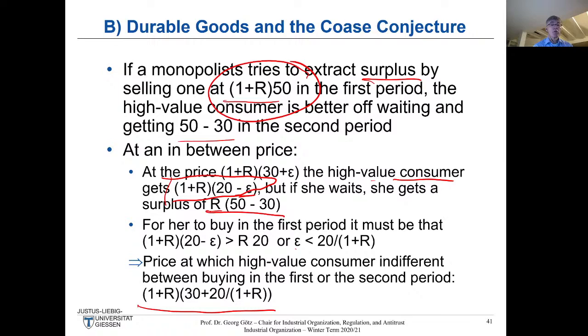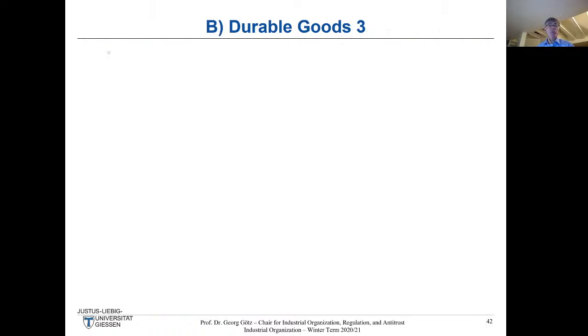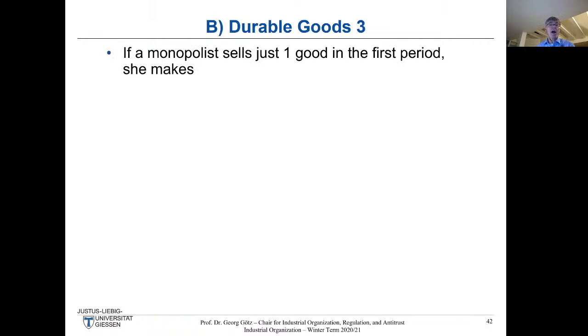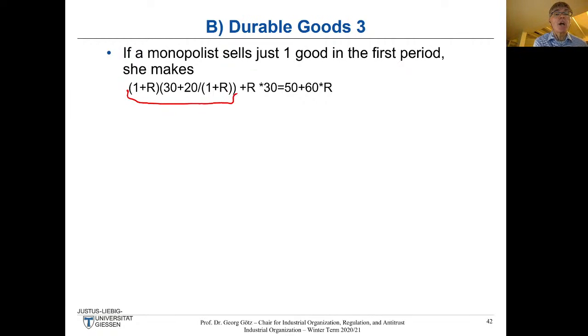Okay? And now we can look at what the situation is like. Okay, what is the profit if I sell 1 good in the first period and 1 good in the second period? What is my profit? My profit will be this. That was just the price I get from the high value consumers.